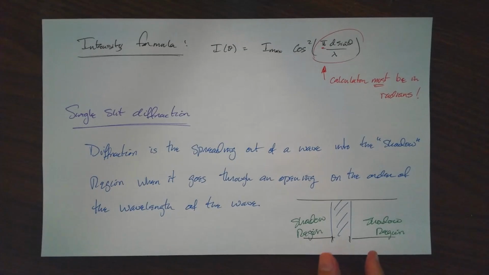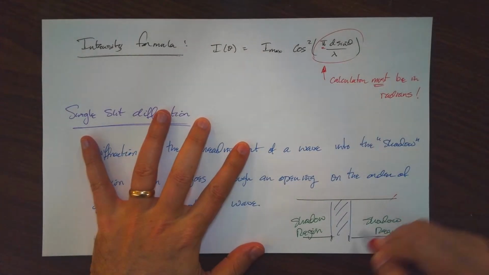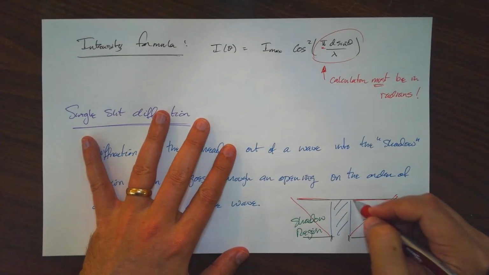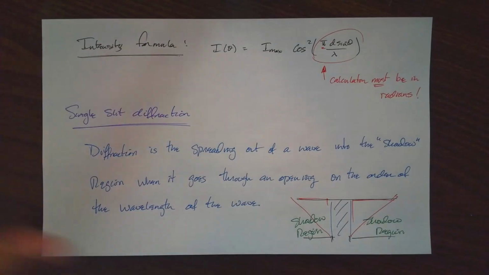But now what happens if you narrow the door so that the door opening goes down to the order of the wavelength of the light? Then the waves start moving out into the shadow region and illuminate a greater region on either side, across from the opening. So as you narrow this, it spreads out. A very interesting feature. This is called diffraction.